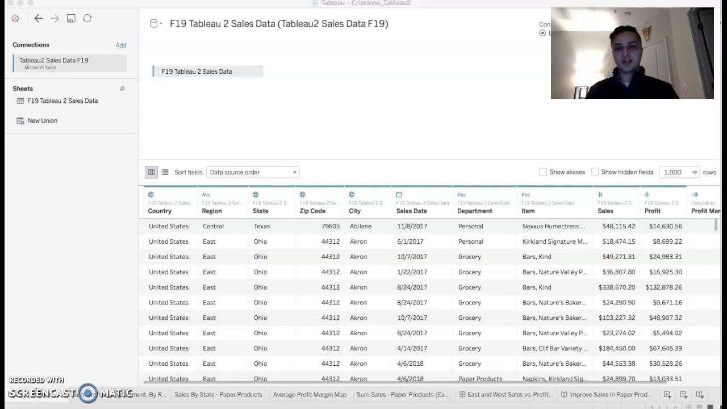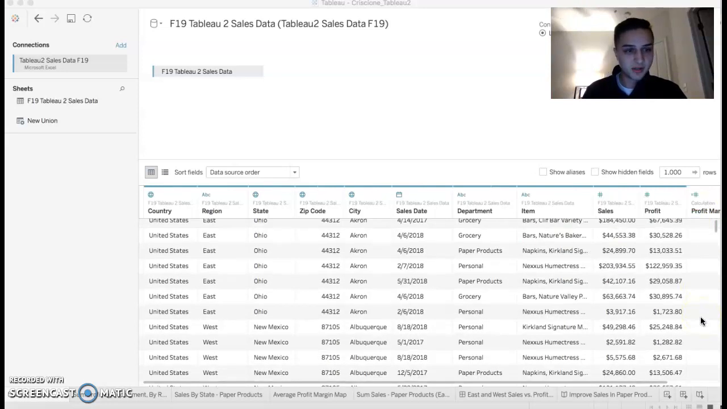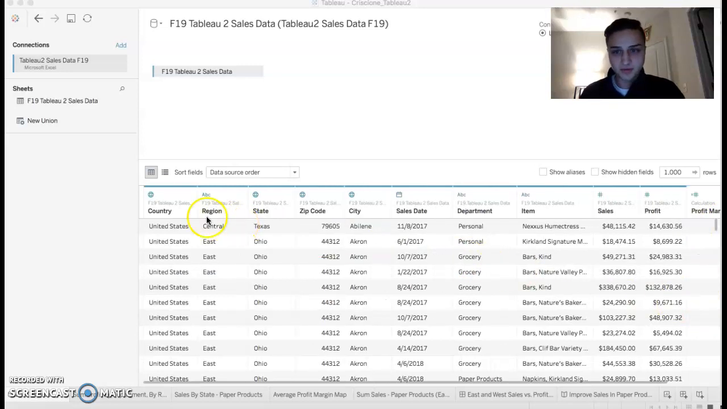So this is my Tableau 2 project, and I definitely thought it was interesting, and I learned a lot throughout the process. So here we have the original Tableau 2 sales data sheet. All I did was just insert it into Tableau, and I also added a profit margin column. And here you could see if you scroll to the right, that's to go with country, region, state, zip code, etc.